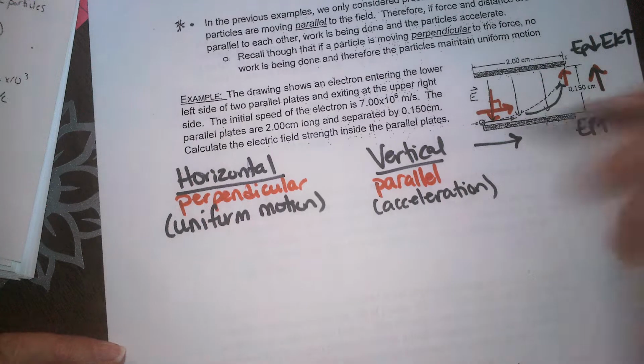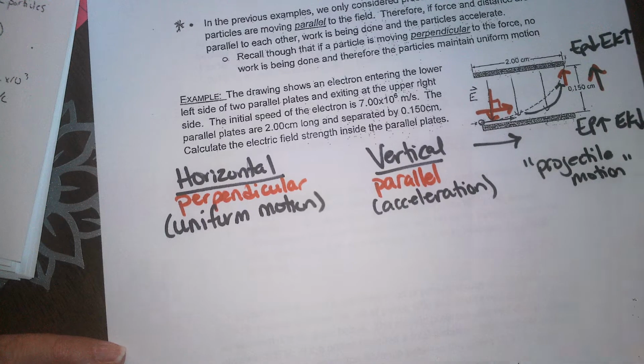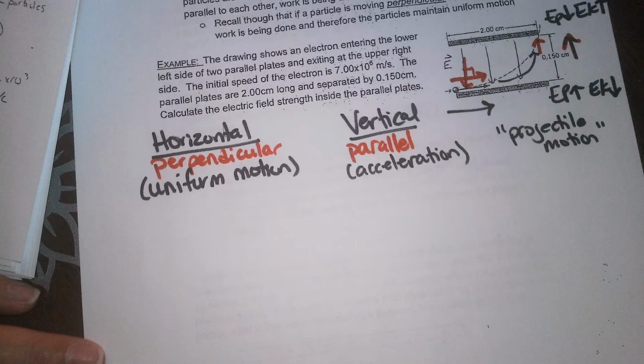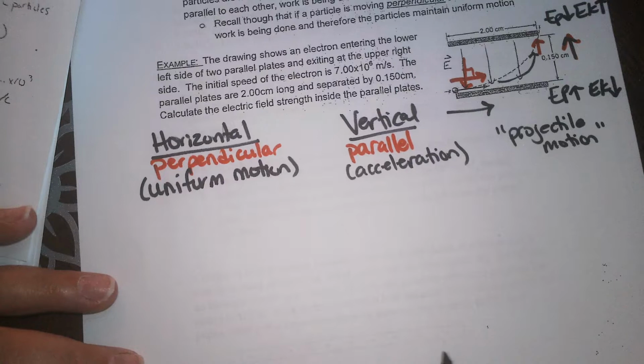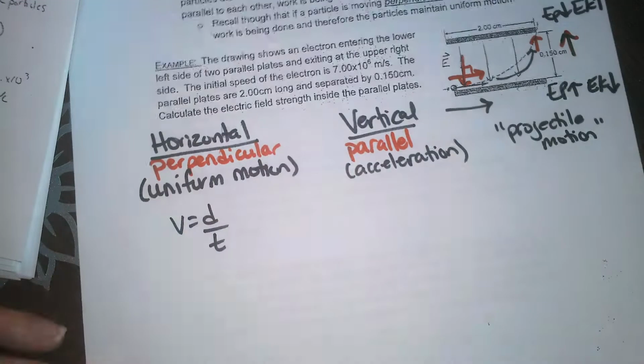When I look at this diagram, this is very similar to projectile motion. Projectile motion, that's physics 20 coming back to haunt you. Okay? What only happens in the horizontal in projectile motion? There's only one formula we can use. V is equal to d over t.